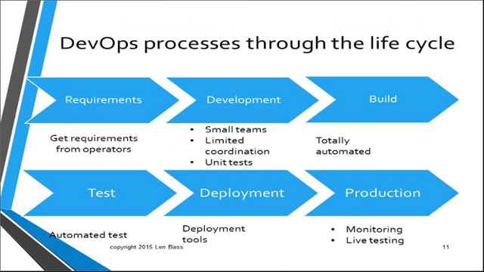The DevOps processes are not exclusively in operations. So during requirements, you get requirements from operators. During development, part of the processes are to have small teams, limited coordination, various types of unit tests. In the build, it should be totally automated. In test, it should be totally automated. Deployment, you use deployment tools and automate that as well. And when it goes into production, there's monitoring and live testing, and we'll get into that again. But the point is that the DevOps processes permeate the life cycle of a system.